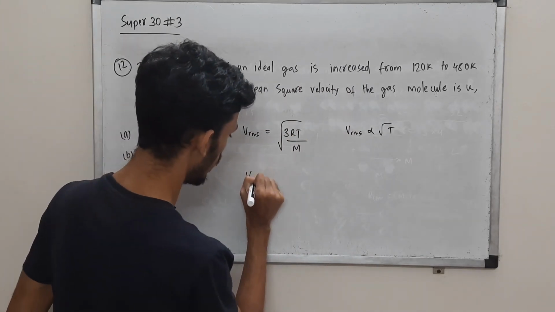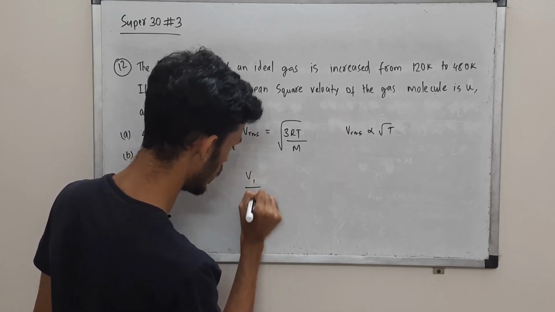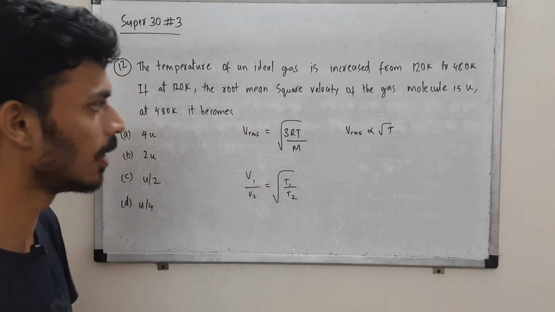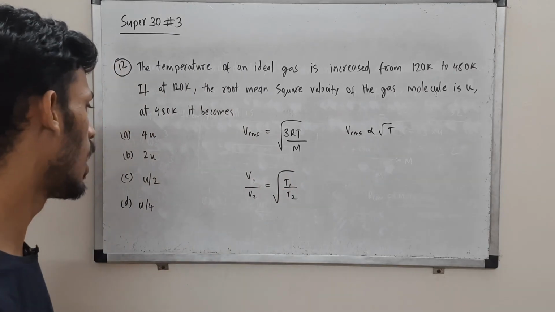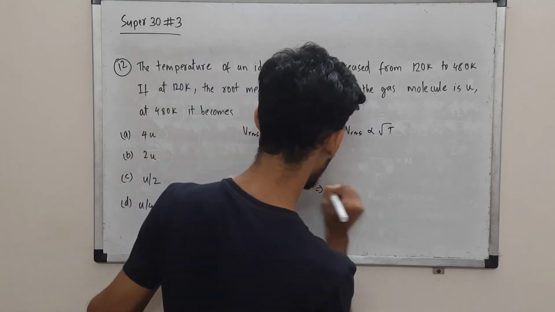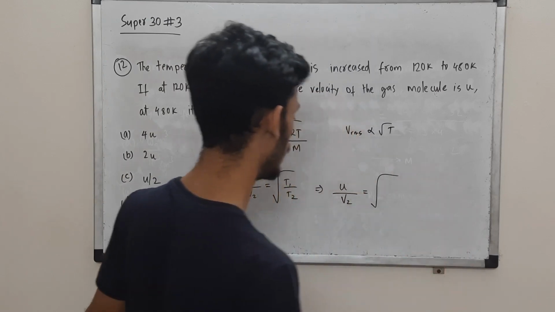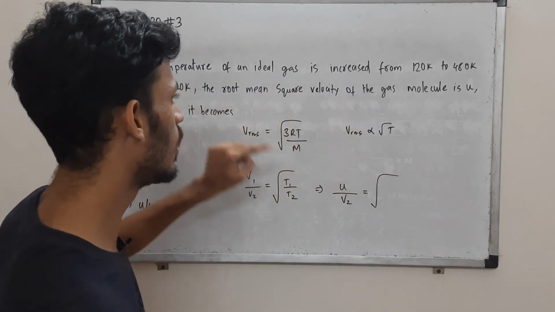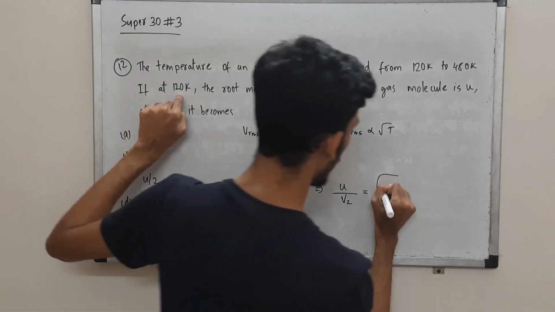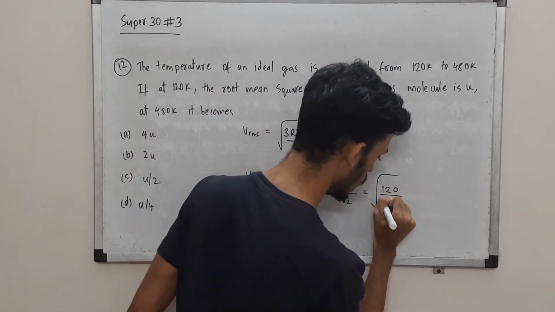So for Vrms, we can say V1 and V2, and the RMS value is proportional to the square root of T1 by T2, a direct relation, right? Let us substitute: V1 is U, the initial velocity, and in the second case we are supposed to find the velocity. So T1 is 120, where the velocity is U, so 120 in the numerator. At 480 we are supposed to find V2.